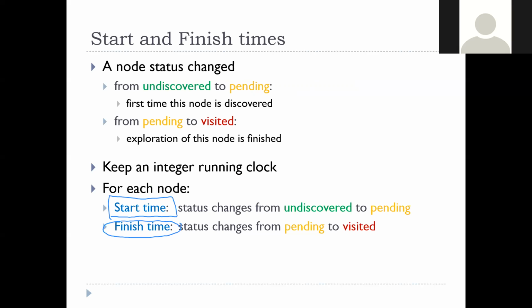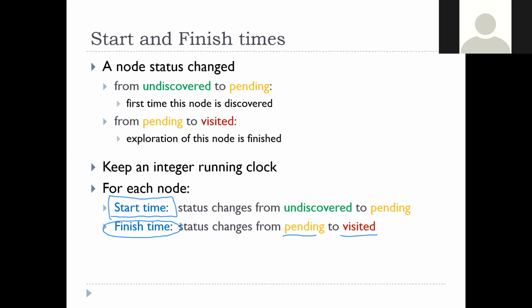Okay, so that is one. We change the status from pending to visited. So we're done with exploring this node. In the recursive algorithm, that's when we finish this recursive call and then return to the previous function that's calling this recursive call.